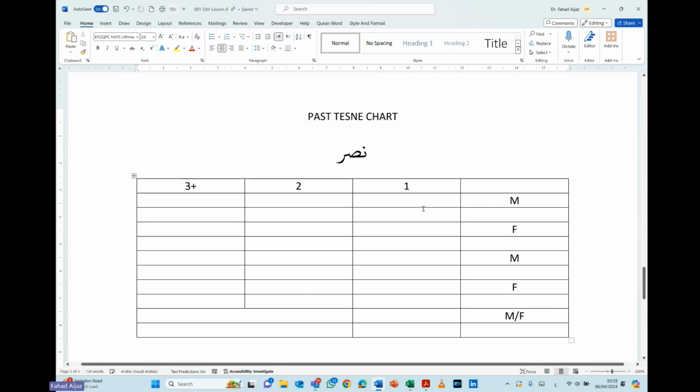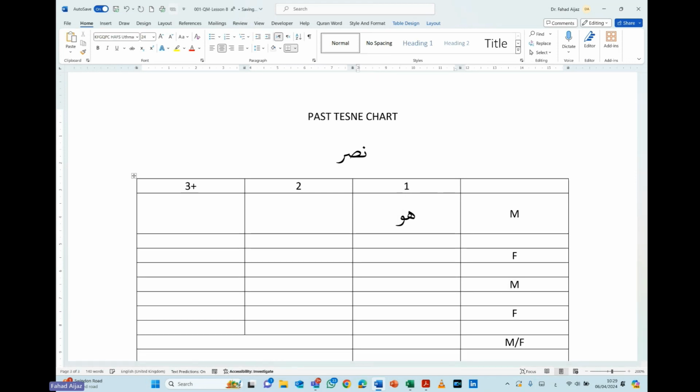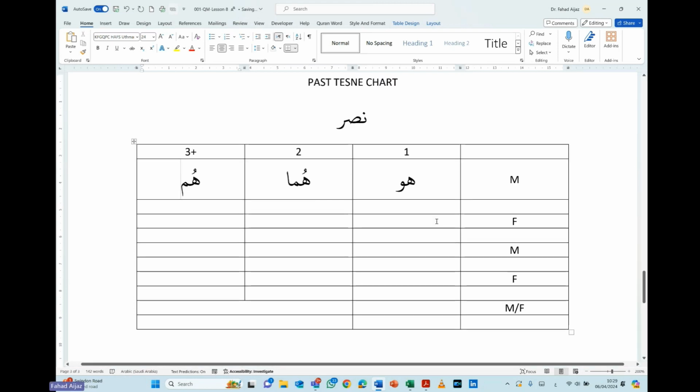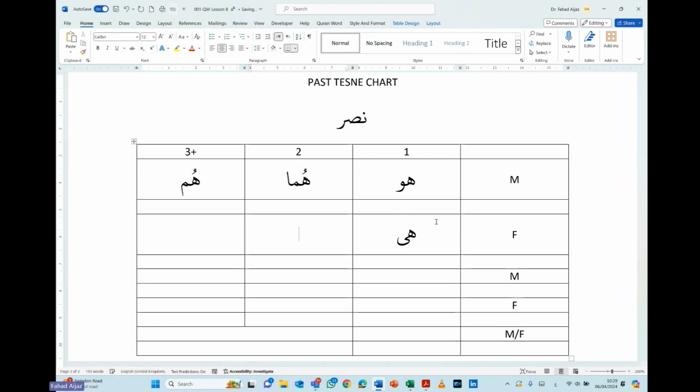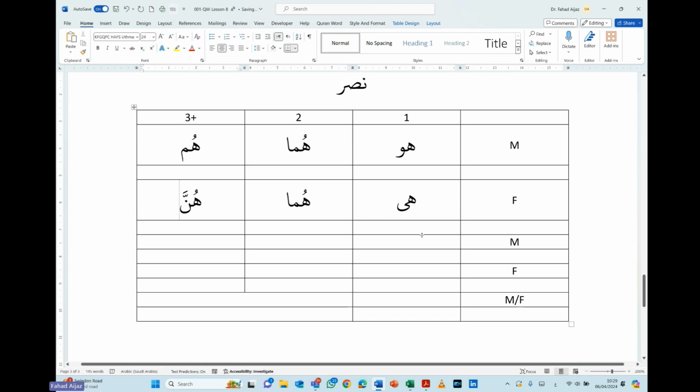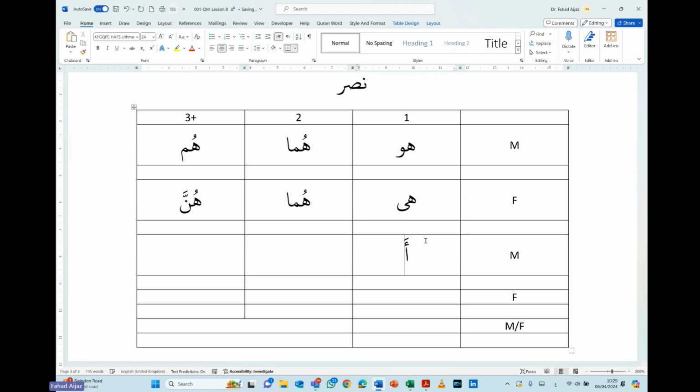Now I'm going to write the first one, and it's going to be like this. First we're going to do the Huwa version, then the Huma version, then the Hum versions. These are the pronouns. Huwa, huma, hum. Then you have feminine: hiya, huma, hunna. We'll do these ones. Then the anta version.